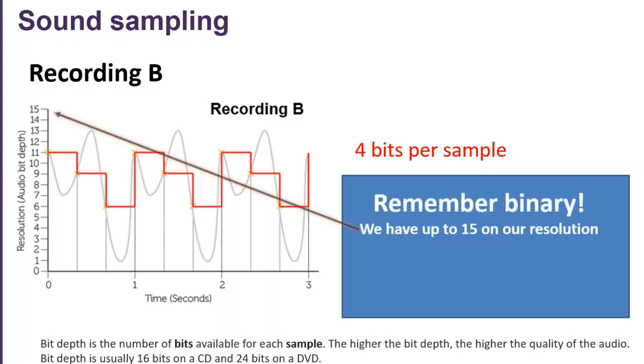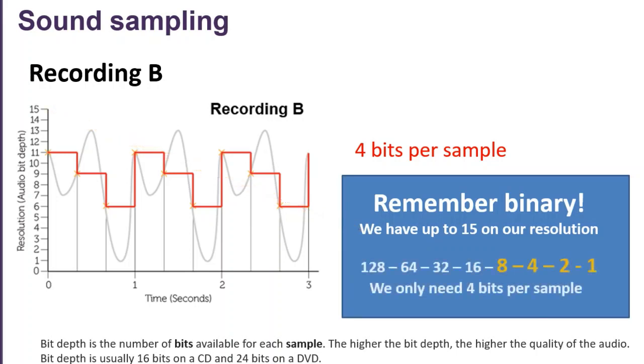So if we go back to our binary, okay, we have up to 15 on our resolution. Put in the binary numbers that we remember, and working from the right to the left, we can see if we add 8 plus 4 plus 2 plus 1 together, we get 15. So we only need 4 bits. If we had any higher than 15, obviously we'd go on to the 5 bits and so on. Okay, but in this example we've only got 15, so we only need 4 bits.